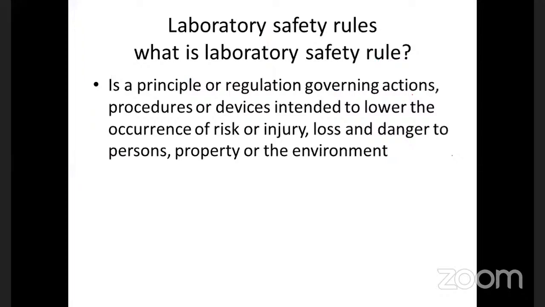What is a laboratory safety rule? Claire, you read? A laboratory safety rule is a principle or regulation governing actions, procedures, or devices intended to lower the occurrence of risk or injury, loss, and danger to persons, property, or environment.